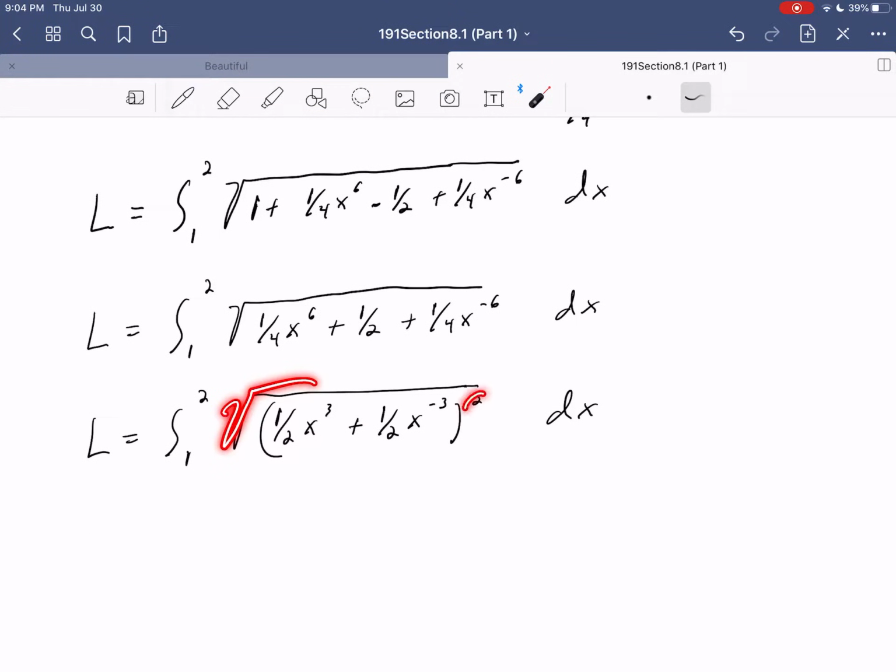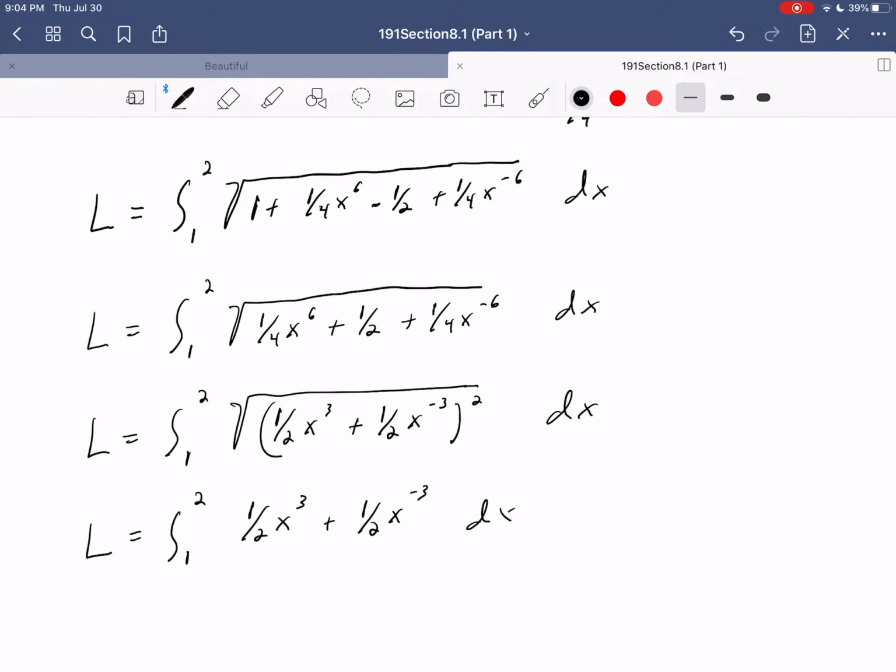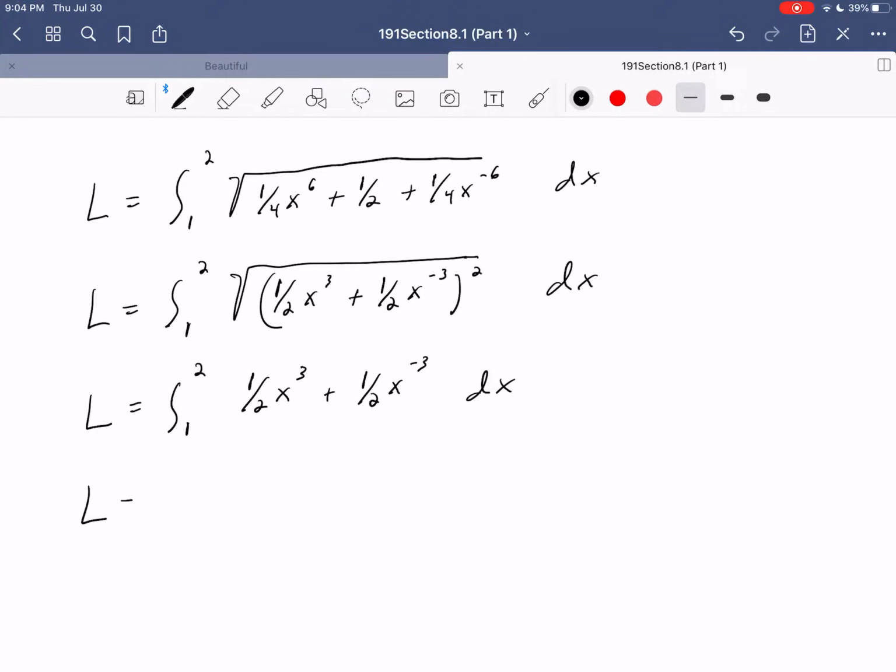Now we have the square root of the square, so we can simplify. We get the integral from 1 to 2 of 1/2 x cubed plus 1/2 x to the minus 3 dx. And now we're in that nice straight-up power rule. We can go ahead and apply the integral here. This is going to become an x to the fourth, so we get 1/8 x to the fourth. And then here, we add 1, it becomes minus 2. So minus 1/4 x to the minus 2, evaluated from 1 to 2.